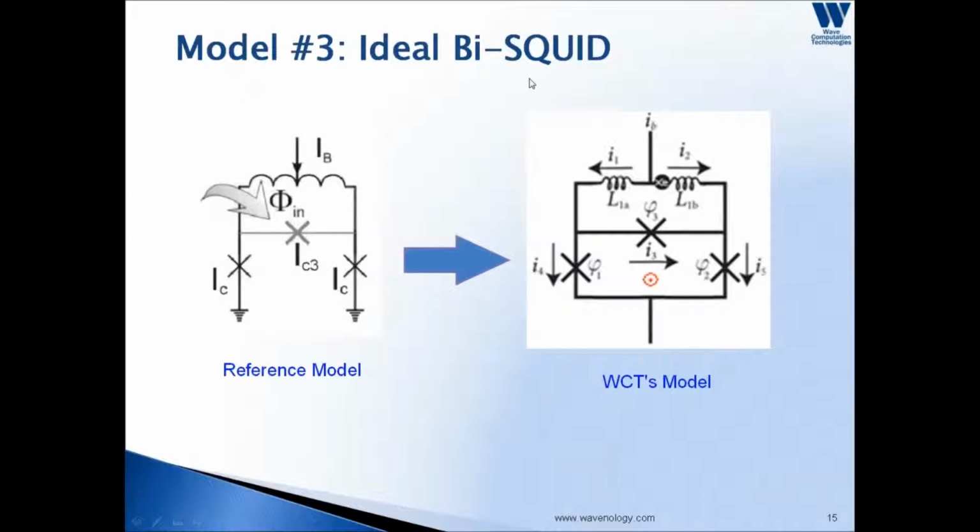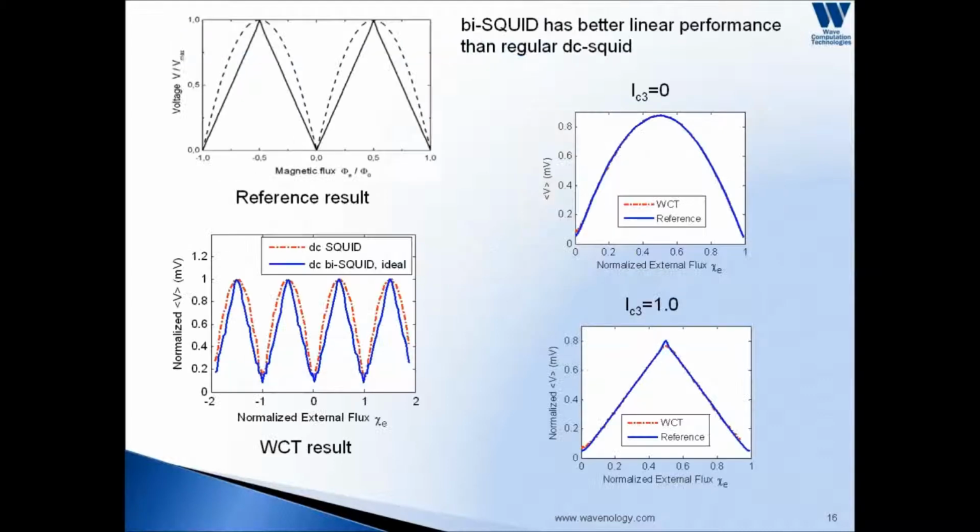This is the ideal bi-SQUID. This is the model used in the reference paper. This is what WCT has built. It's just a bridging with an additional Josephson junction. And here, this is obtained in the paper. You will see that when the pumping current is 0, that means the bridging Josephson junction is turned off, it returns to the simple model. And if it's turned on with this pumping current added in, you will see its linearity is much better. If we plot these two curves together, you will see it's almost repeating what has been predicted in the paper. So that's for the bi-SQUID.